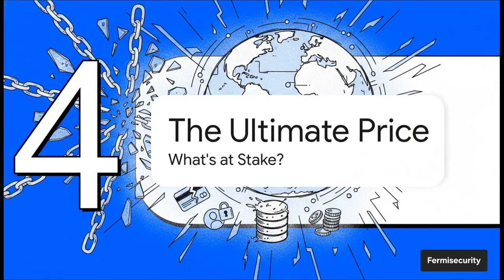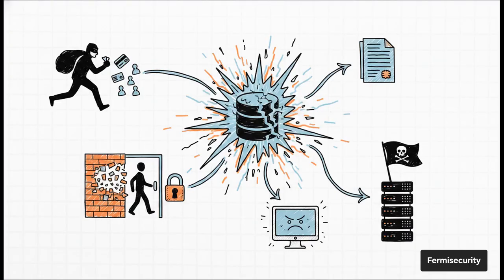So, why do we care so much? Why is this still considered one of the absolute most critical vulnerabilities out there? Because the damage it can cause is, well, catastrophic. It goes way beyond just one person's account. A successful attack can mean a total data breach.